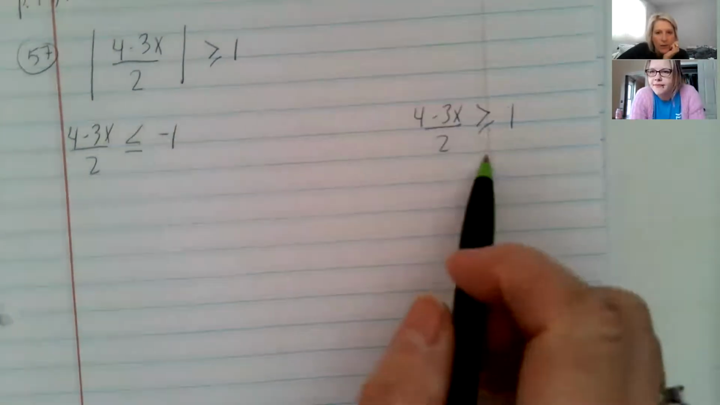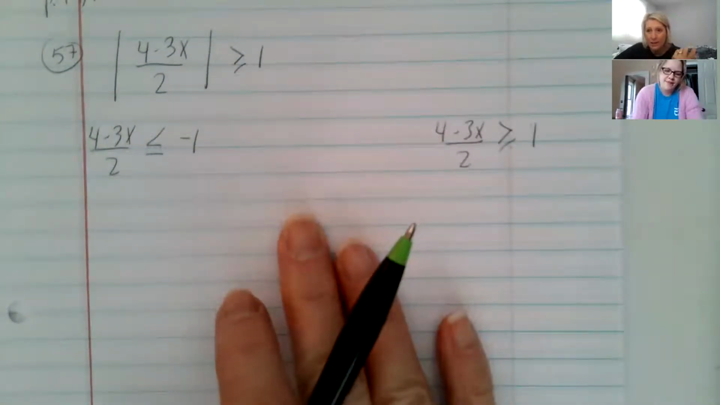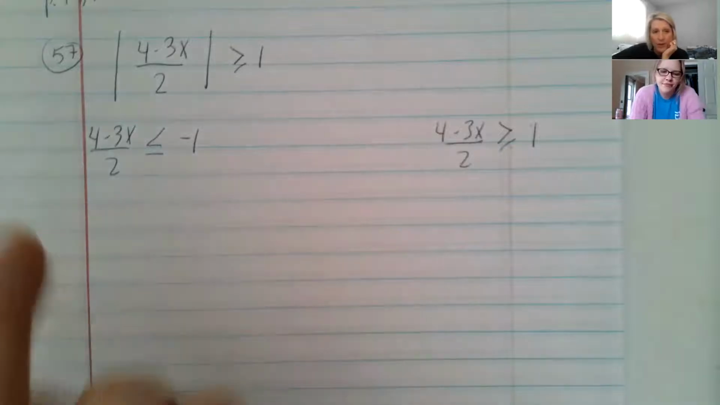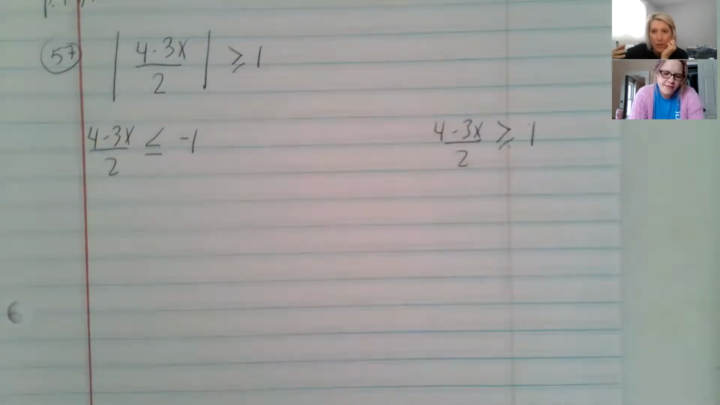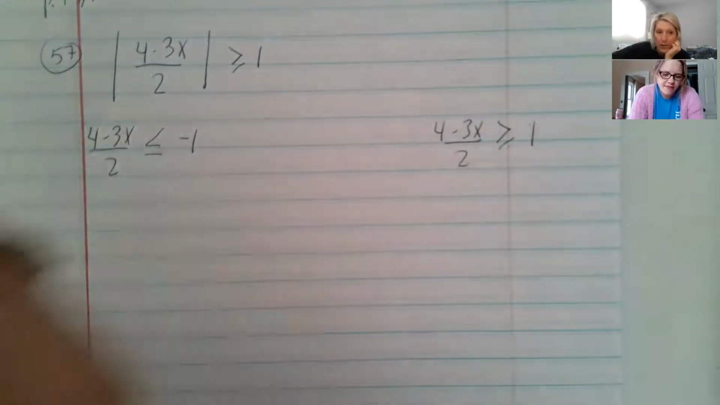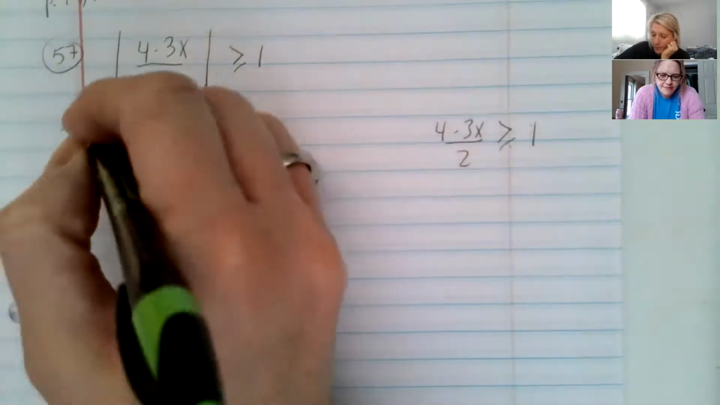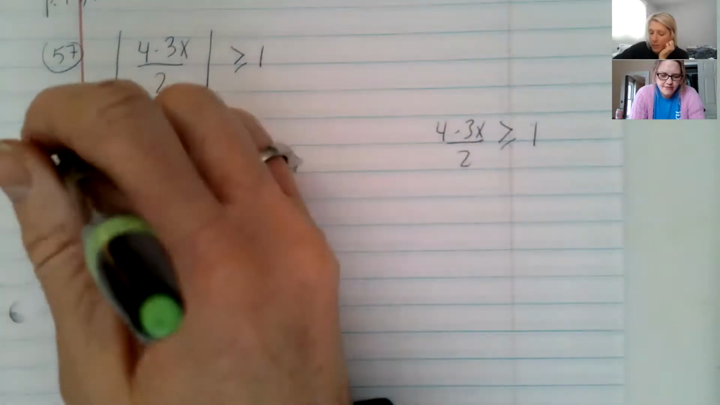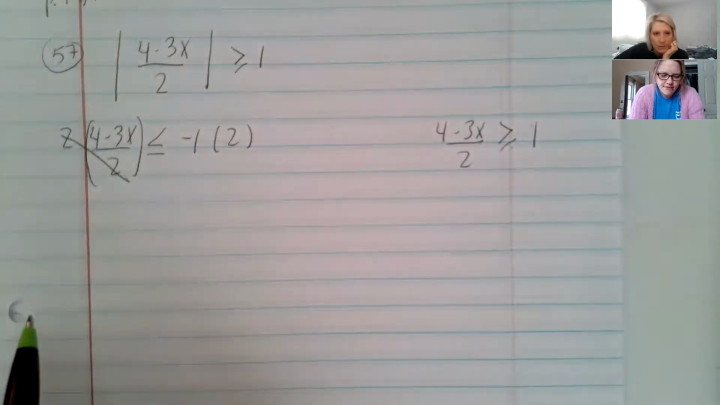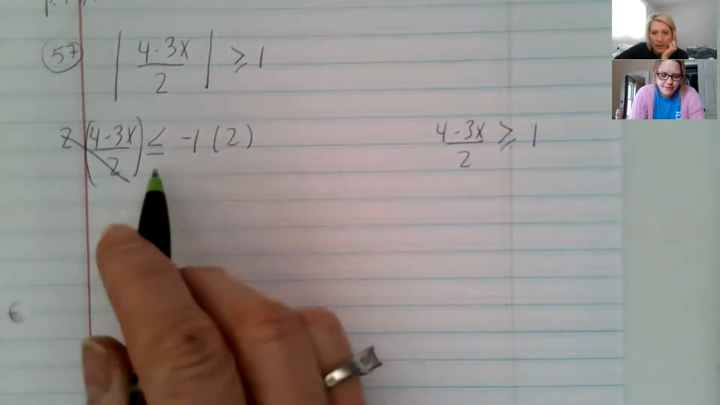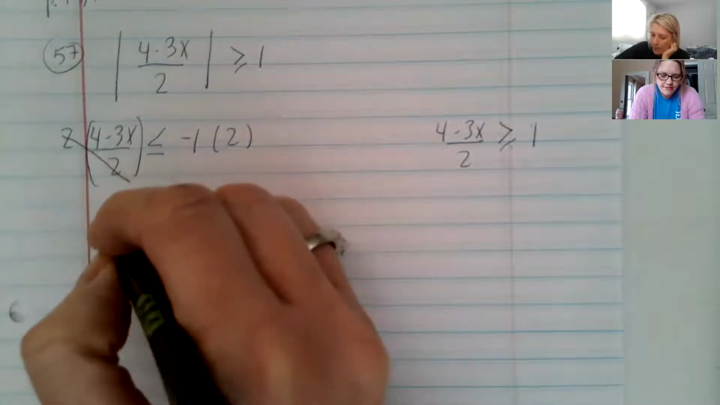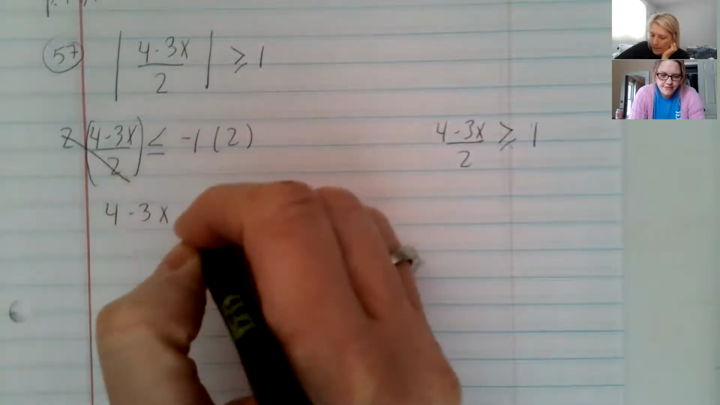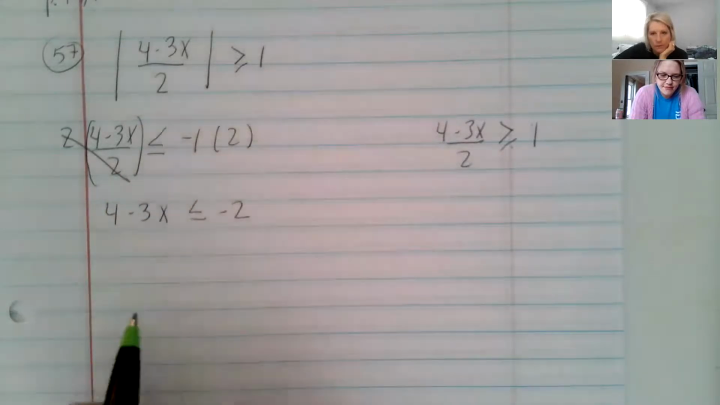Okay, so first thing we need to do is eliminate that fraction because those drive me crazy. The cool thing is we only have one denominator, so I don't have to worry about what I'm going to multiply through by. I'm going to multiply through by 2 on both sides. Make sure you do that because we want that 2 to cancel out. The 2 doesn't do anything to the inequality. So we have 4 minus 3x less than or equal to negative 2.